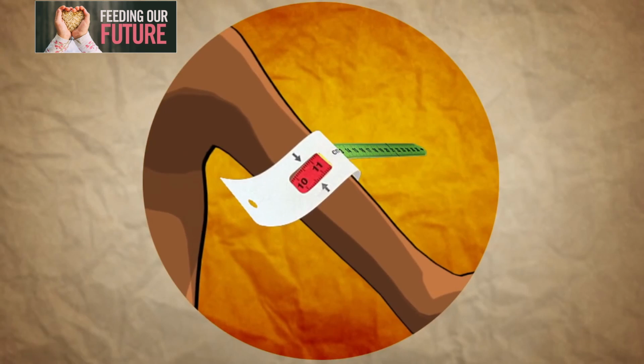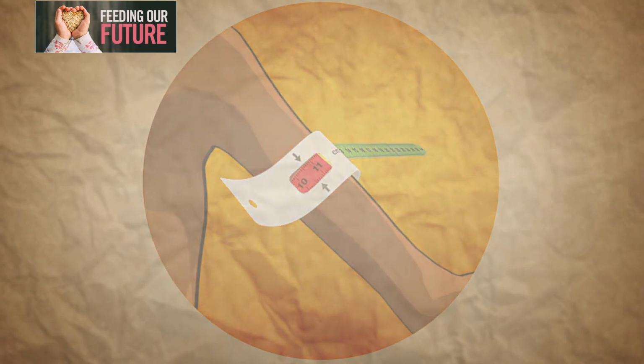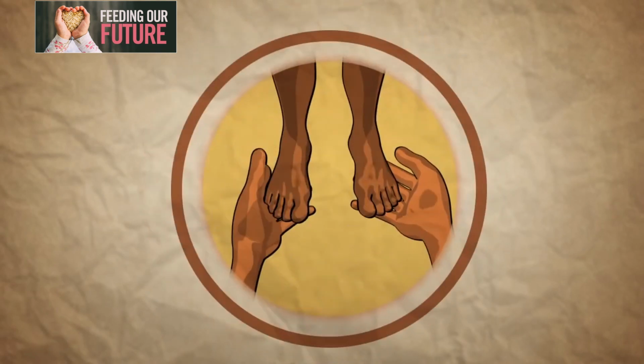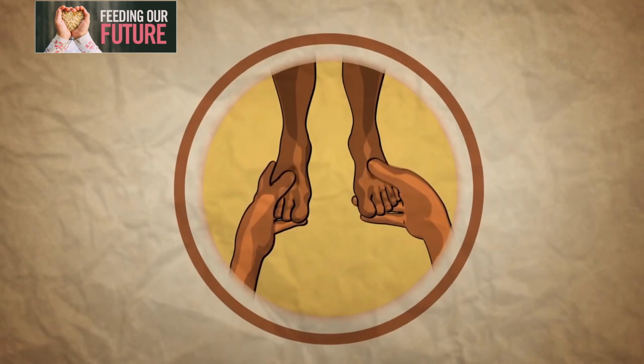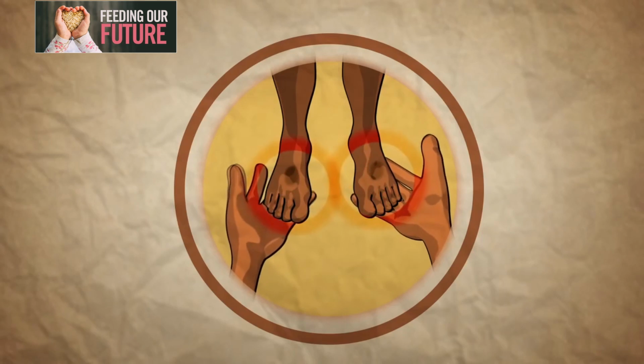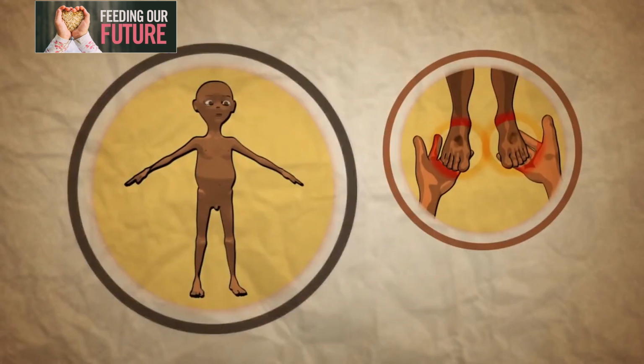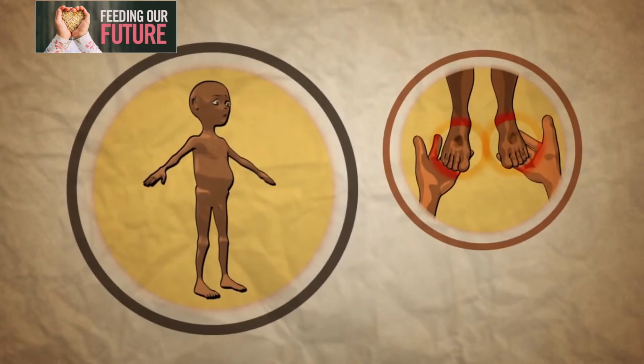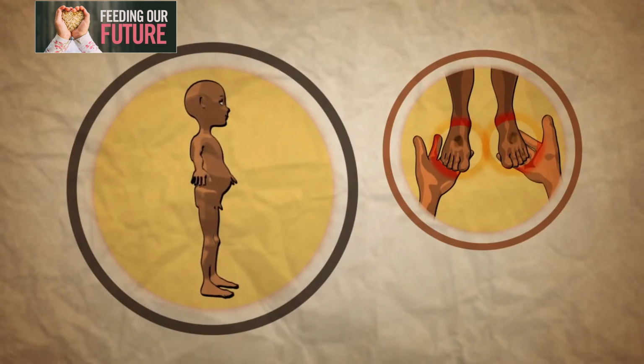Immediately record the measurement. And finally, one should feel for edema on both feet by pressing gently with the thumb on the top side of each foot for at least 3 seconds. If a dent remains following the pressing, this is called pitting edema. After performing these tests, it may be necessary to refer the child to a medical officer or hospital.